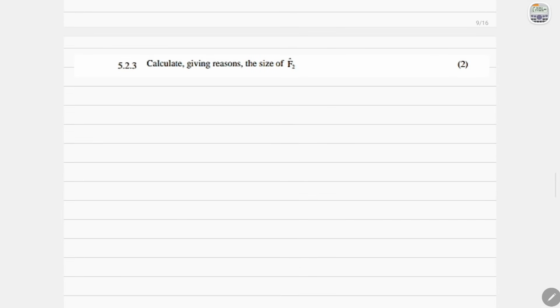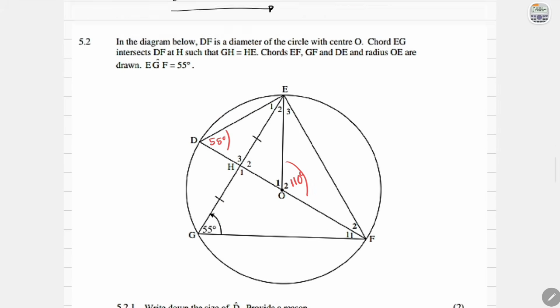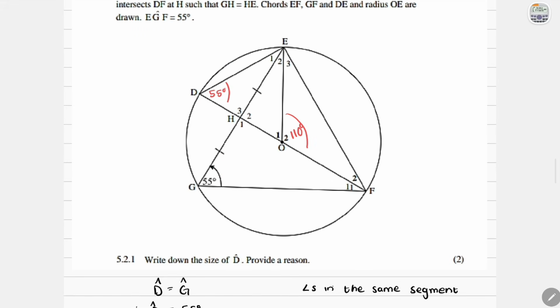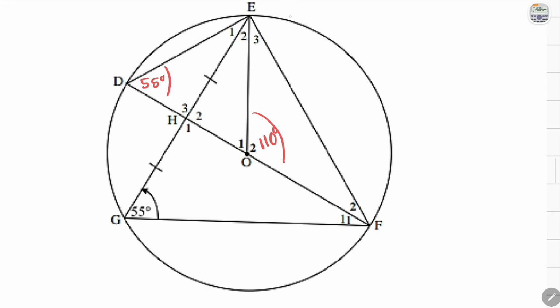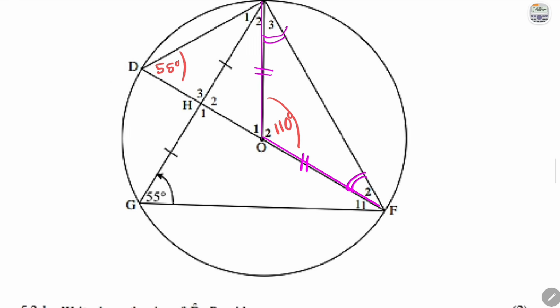Question 5.2.3 says, calculate given reasons the size of angle F2. Okay, so angle F2, that is over here. Do you see the situation that we have going on here with angle F2? We have a radius from the center to the circumference, and then from the center to the circumference. And so we know that these radii are equal in length. Because of that, we have an isosceles triangle, meaning this angle over here is exactly equal to this angle. Angles opposite equal sides are equal. So we're going to have to state those first.